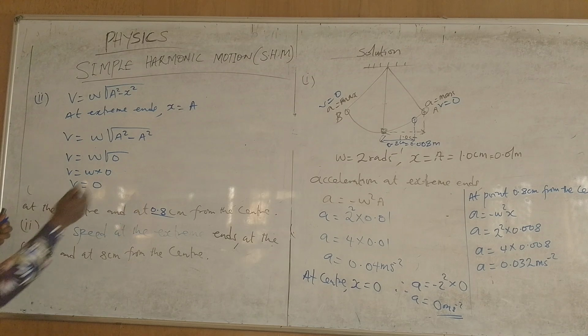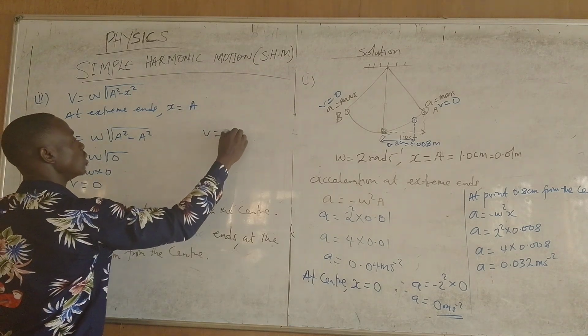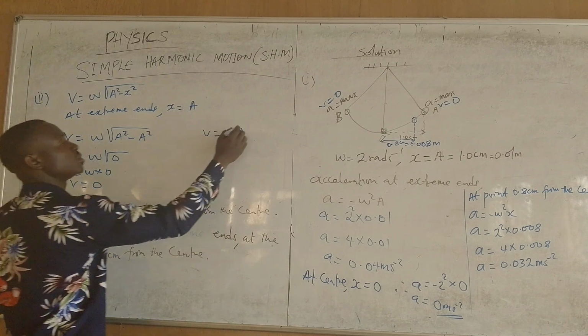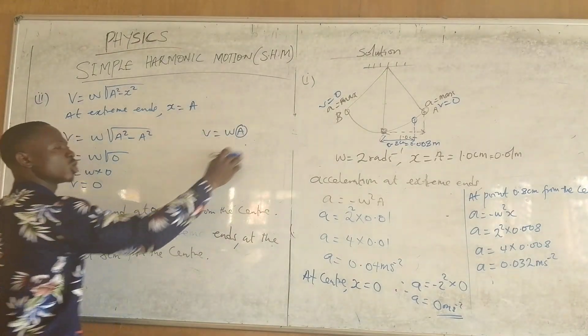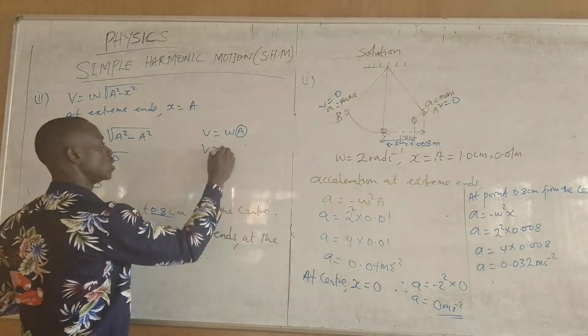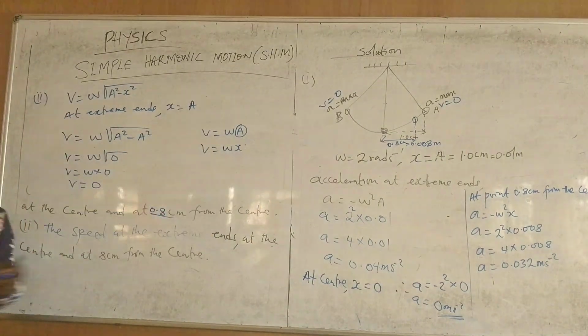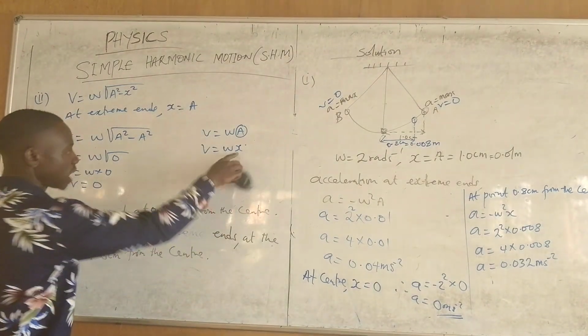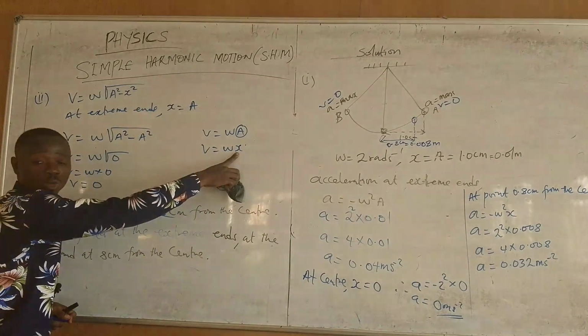That's why I say this formula, V equals omega A, is only useful at the center, not even at the extreme end. Since this one is A, it should be somehow treacherous to say A is equal to 0, because A is never 0. If you say V equals omega x, I don't think a formula like this exists. We can put x equal to 0, but A can never be 0.